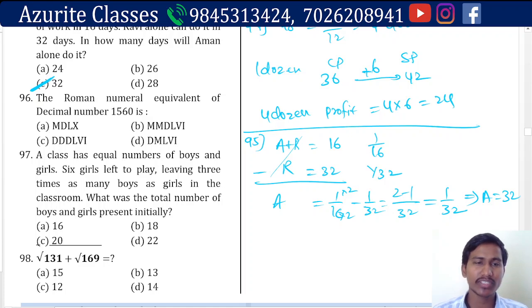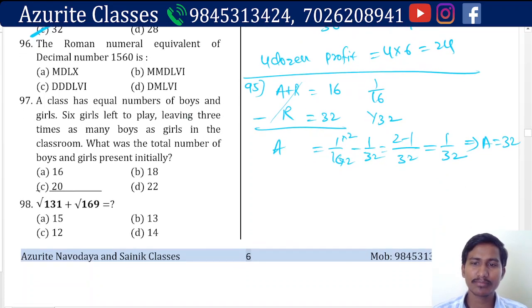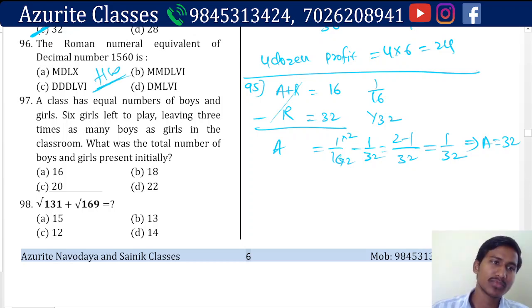Okay, good. Next let us do the 96 question, students. What is the question? Roman numeral of 150660. That will be homework for you. Write the answers in the comment box. Okay, 97 question.